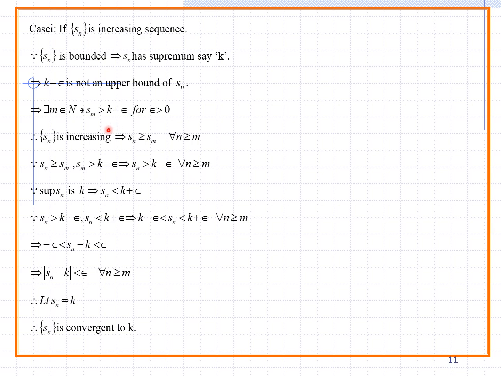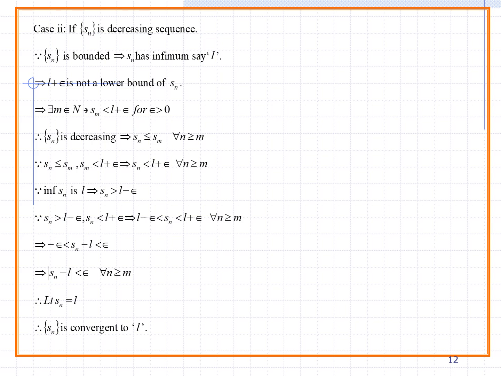Is that point clear? So we take Sn as a supremum. Once Sn has a supremum, that value is k, and you can remove that minus epsilon. Once you remove that minus epsilon, that value is converted into a single value. Once it is a single value, it is convergent. So finally you can prove modulus Sn minus k less than epsilon for all n greater than or equal to m. Therefore, Sn is convergent to k.